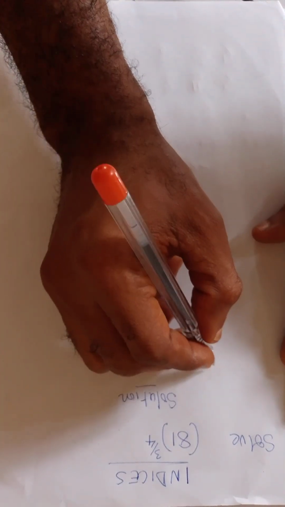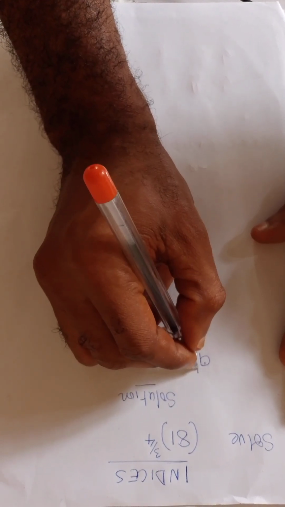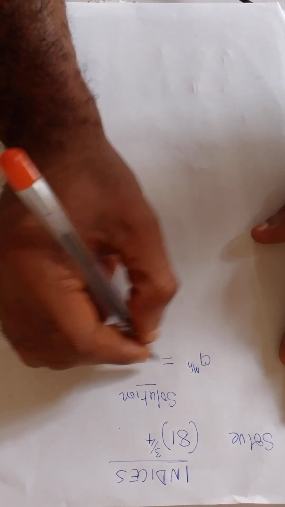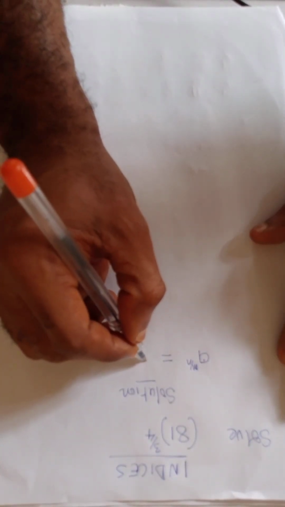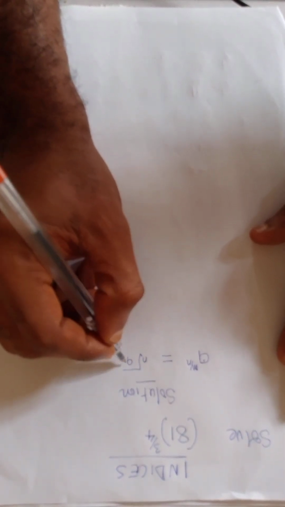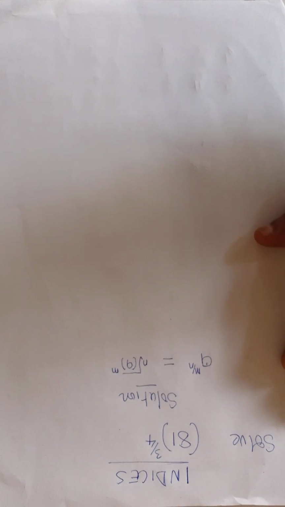So this is the law. We have that a raised to the power of m over n is the same thing as the nth root of a, all raised to the power of m. So that is how to interpret this law.